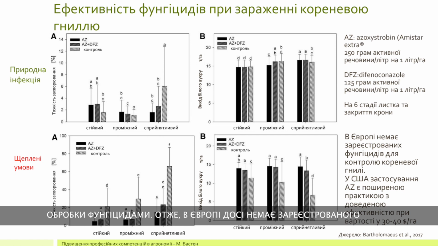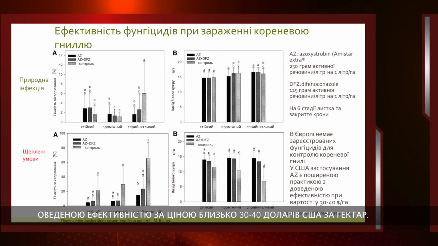So in Europe, so far, there's no fungicide registered for control of root rot. I mean, in the EU. I don't know really about Ukraine, to be honest. You probably know much better. But in the US, this application is common practice with proven effectiveness at a cost of about 30 to 40 US dollars per hectare. So results from the US show this kind of picture as an effect of the Amistar Xtra treatment on the white sugar yield per hectare.